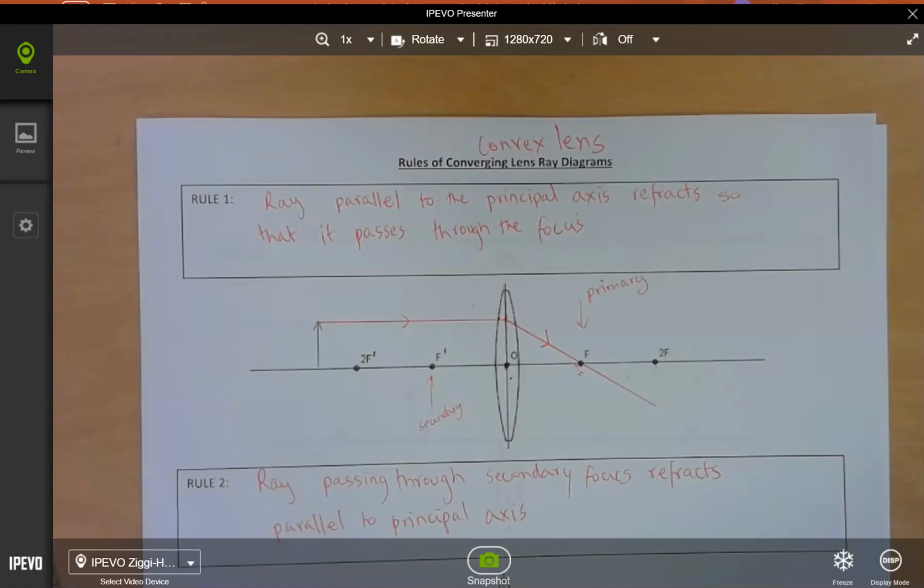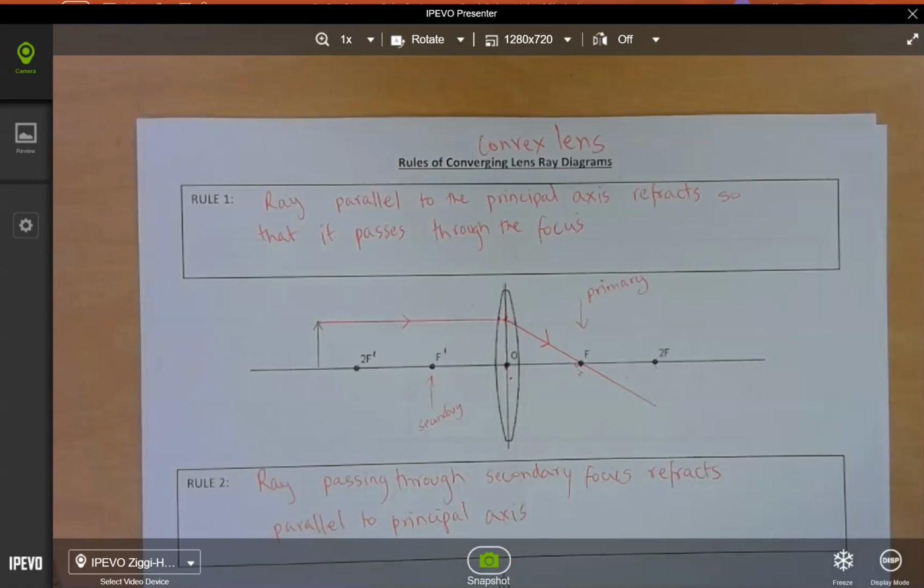You good? Yes, Daniel? Could there be like an object on the other side of the lens, like either F and 2F? Yeah. I mean, then you'll just switch F into F prime and F prime will become F. So it has to be on the side of 2F prime. Yes, essentially. The first focus is always on the other side of the lens for a convex lens.